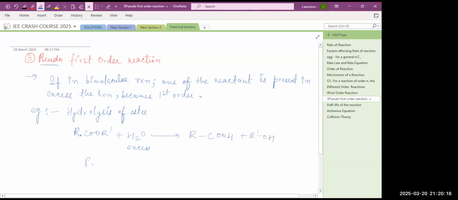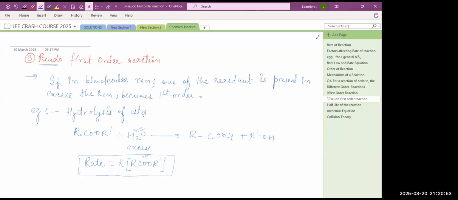So what will be the rate? Rate is only dependent on this R-COOR ester group, not on the water, because it is in excess amount. We will not consider it in a rate equation. So the rate is dependent on only this ester, this reactant, not on the water. That's why it is known as a pseudo first order reaction.